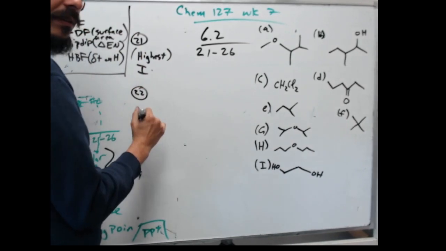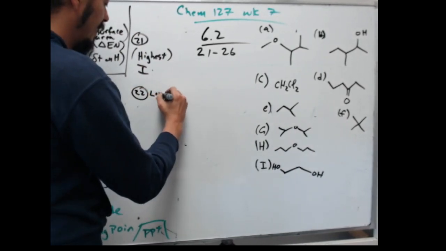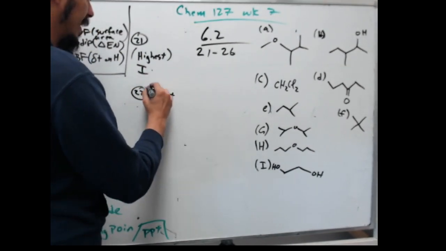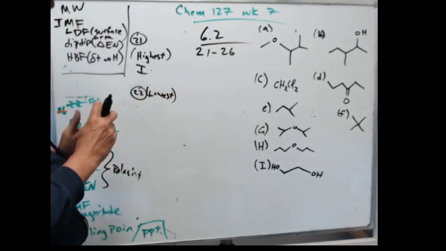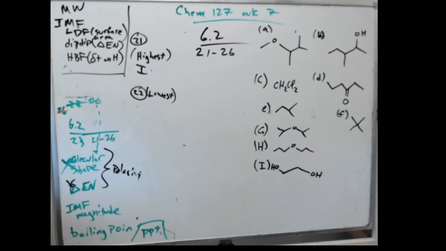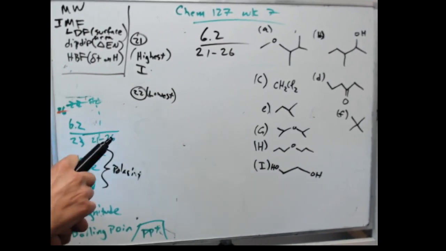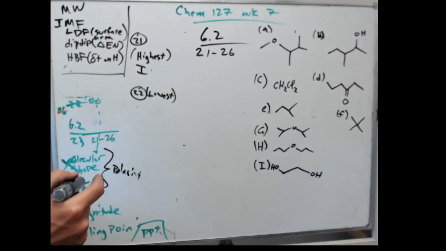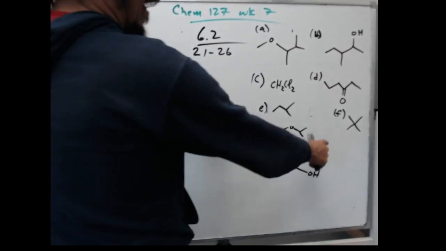I've got that right, correct? I mean, in terms of which numbers it is and what it's asking. Number 22 asks which one is lowest. So if I'm going to go for lowest, I'm going to want the one that doesn't have strong intermolecular forces. So I'm looking at E and F.